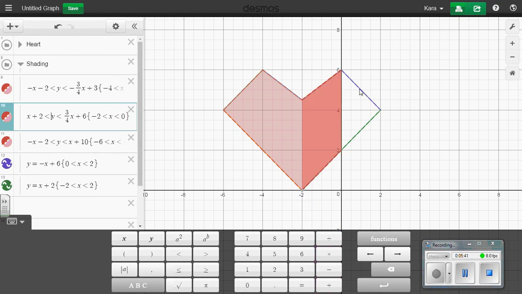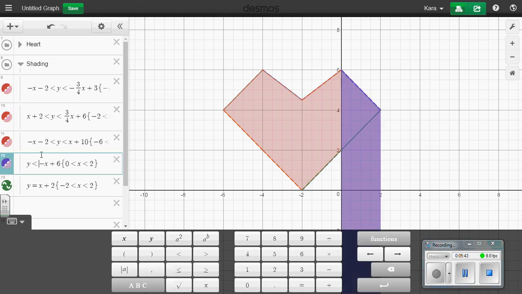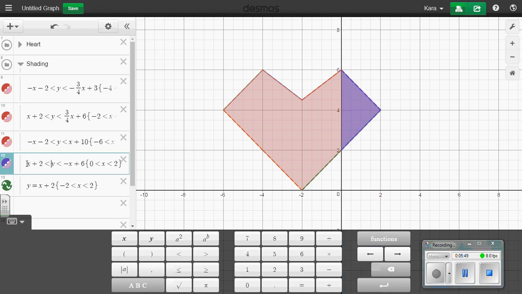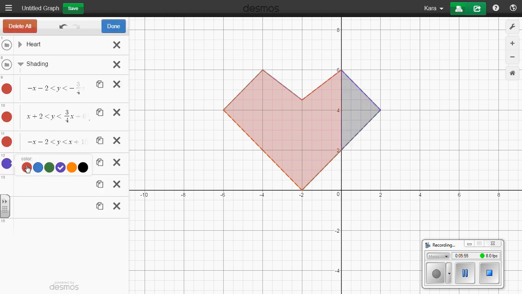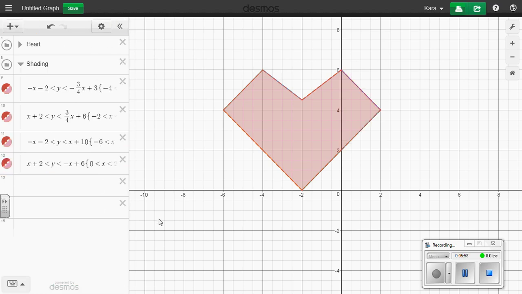Okay, I want to shade underneath the purple. So again, underneath requires it to be less than, but I want to stop it by that green boundary again. So x plus 2 is less than, and I've stopped it. Don't need the green anymore. Change this to red. Oops, do edit first. And now I have a cute red heart.